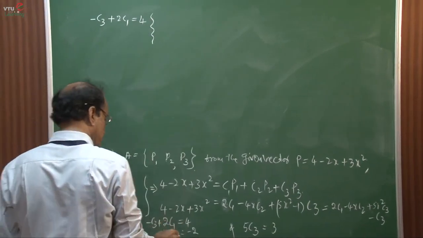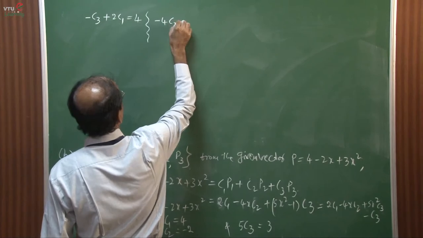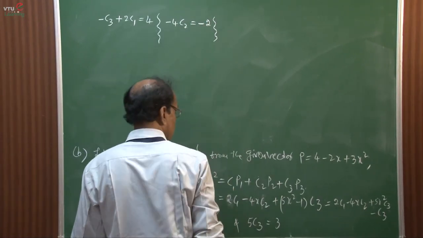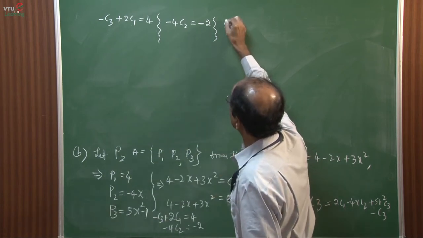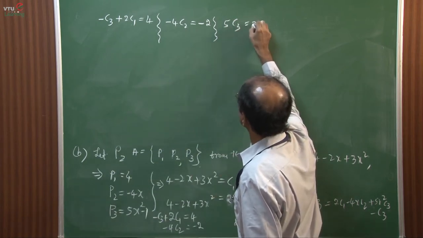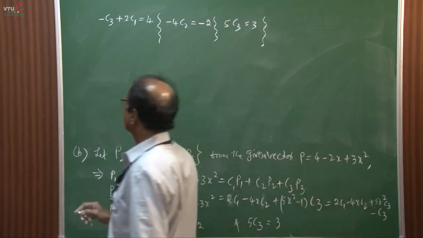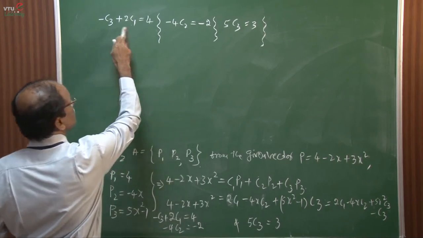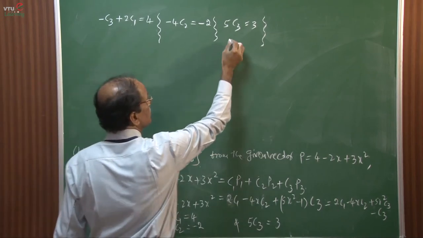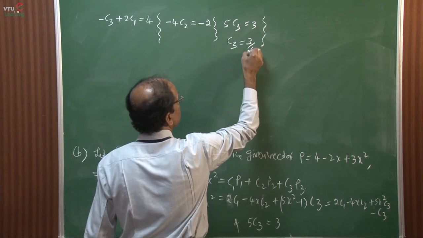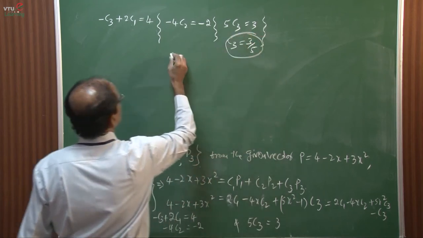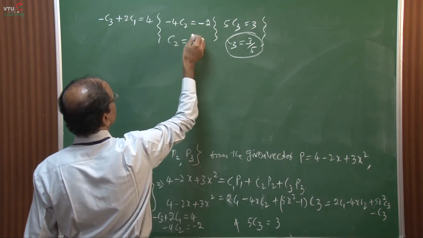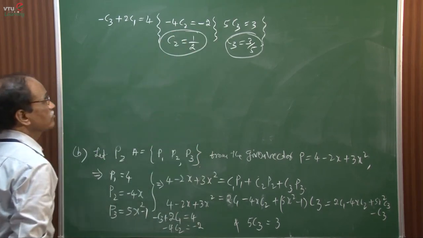This is one equation. Second equation, minus 4c2 is equal to minus 2. This is the second equation. And the next equation, 5c3 is equal to 3. This is the third equation. And you can collect that is c3. Here c3 and c1, first you have to find out c3. So c3 is equal to 3 by 5. This is the value. And c2 is equal to 1 by 2, because 2 by 4 you are taking. This is the value of c2.